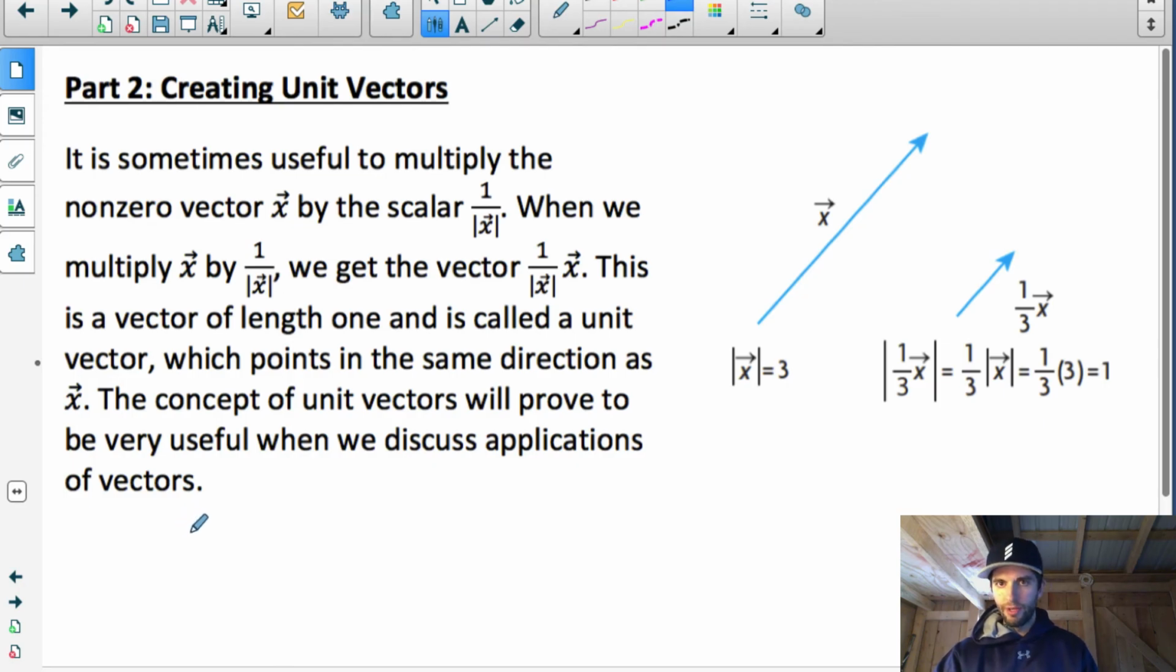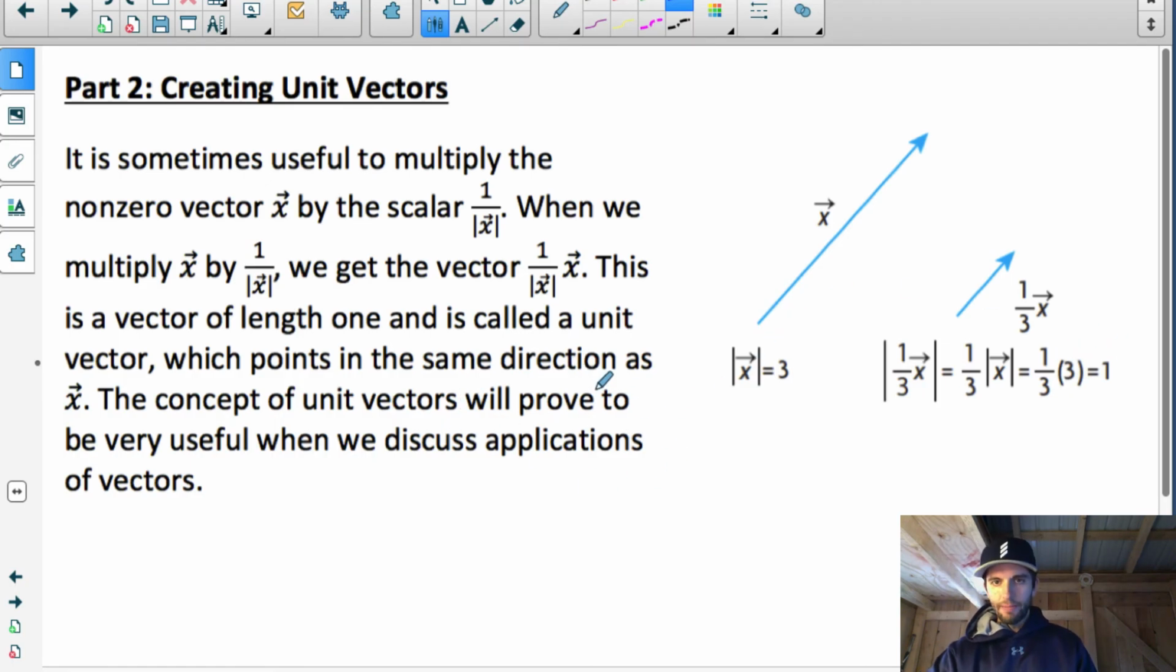That's why we call it a unit vector. So this vector x, if it has a magnitude of 3, if I were to multiply this vector by a third, what I would get is a vector in the exact same direction as x, but with a length of 1, right? If this was a magnitude of 3, then this one becomes a magnitude that's a third times the magnitude of x, which was a third times 3, which becomes 1.